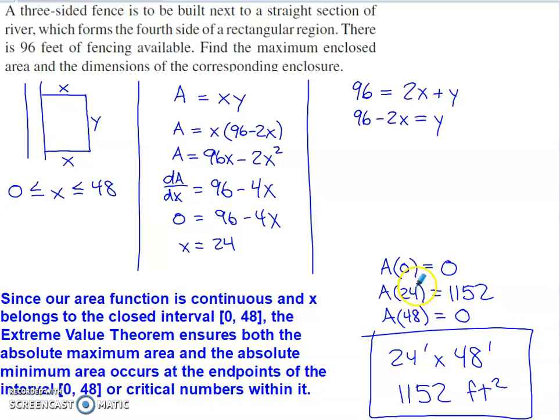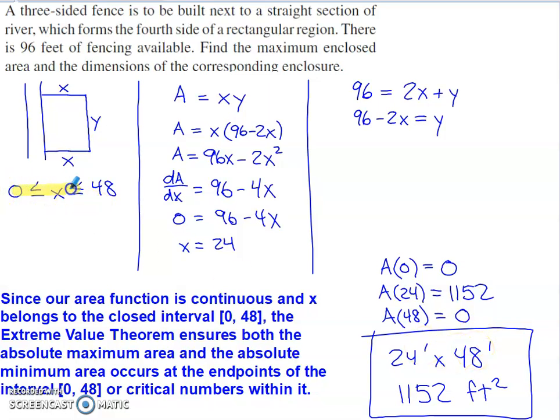So what I did is I evaluated my area function, this area function right across this line here, at 0, at the critical number 24, at 48. The biggest of those results is my maximum. So in this case, my maximum area is 1,152 square feet. I attain that if I let x be 24. I get the y by plugging 24 in for this x. 96 minus 2 times 24 gives me the y of 48.